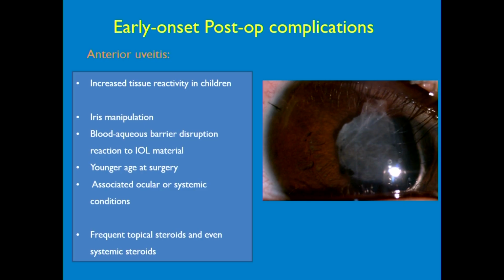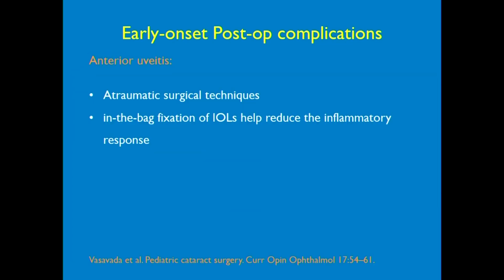There could be associated ocular or systemic conditions. For example, if it's a cataract that you're doing post-trauma, or if you're operating on a child who has rheumatoid arthritis, you're going to expect more inflammation. So in these cases, frequent topical steroids and even systemic steroids may need to be given. So how do we avoid this?